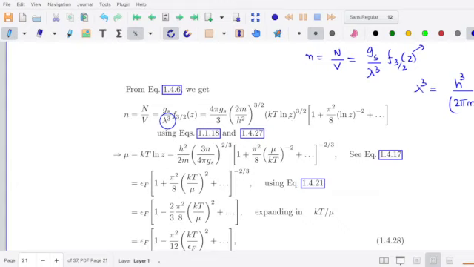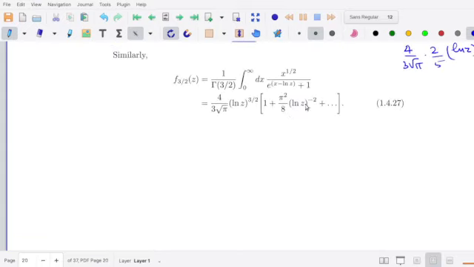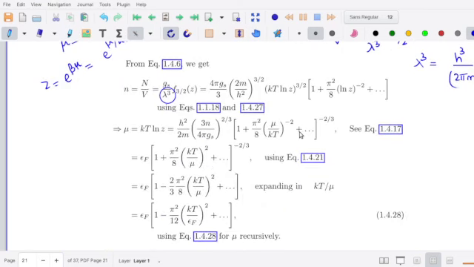So we have kT log z. The reason why we are clubbing them together is we already know that mu equals kT log z, or in other words, z is equal to exponential beta mu, which is exponential of mu by kT. So the logarithm of z becomes mu by kT. Now the terms within the square brackets are like 1 plus pi squared by 8 log z to the power minus half, exactly the same form we have here. Now kT log z is mu. Okay, so I can call this mu to the power 3/2.